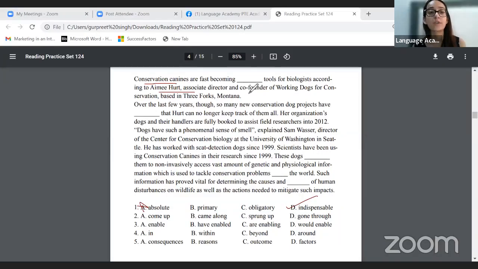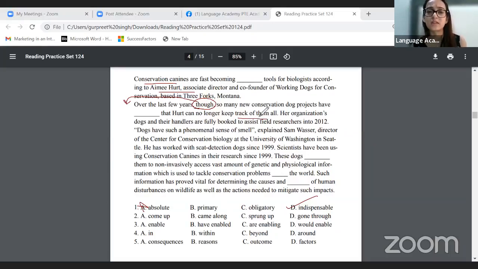Let's see how many total we'll get at the end of this day, which I believe will be more than 10 easily. Over the last few years, though, so whenever we have a connector, you have to read it in the beginning of the sentence. Rule number 8. Though over the last few years, so many new conservation dog projects have dash that Heard can no longer keep track of them all.